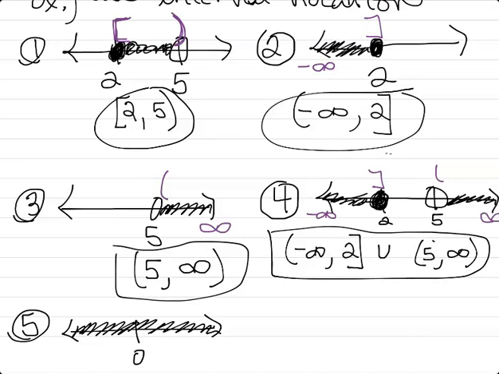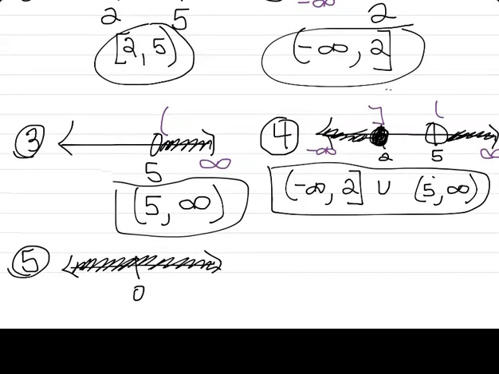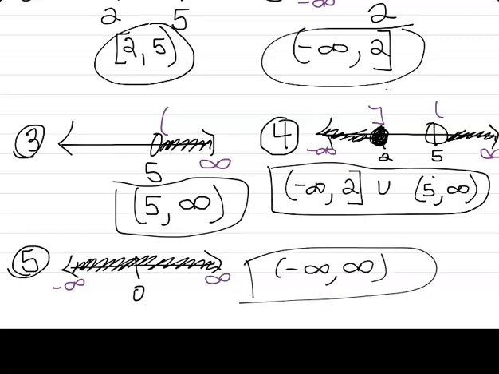And our last example, number 5, we have the entire number line shaded. So when we have our entire number line shaded, that means we started at the far left and we went to the far right. That's our negative infinity to positive infinity. And that's our interval notation.